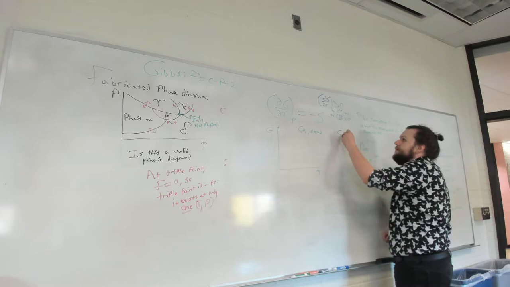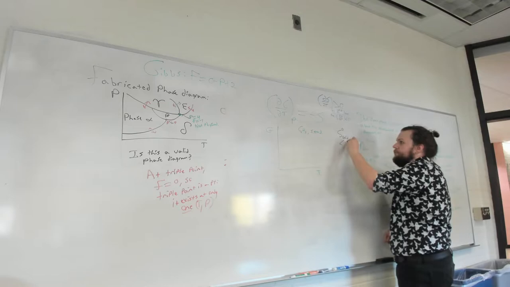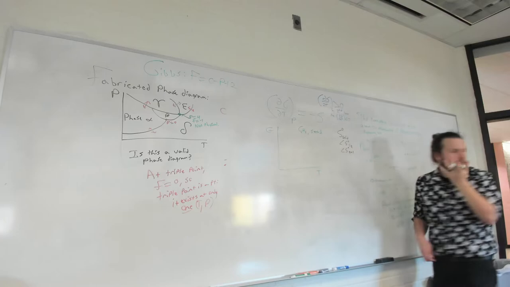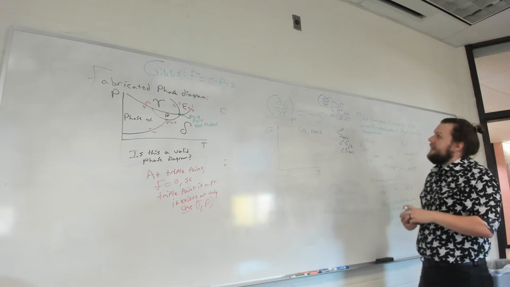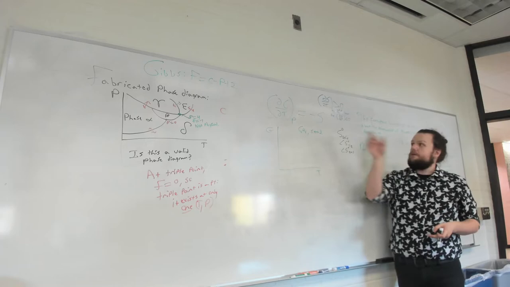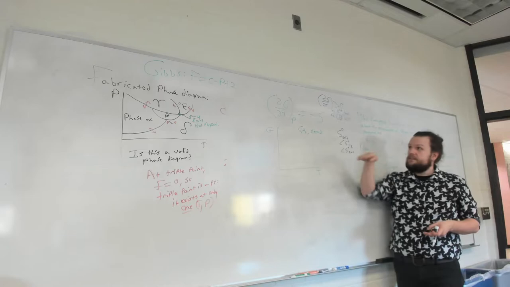Let's also make a note that the entropy of a solid is less than the entropy of a liquid, which is less than the entropy of a gas. Of course, a gas is more disordered than a liquid, and liquids are more disordered than a solid. So the slope of G versus T for a solid will be more shallow than for a liquid, and more shallow than for a gas. The slope of G versus T is going to be steeper as we go from solid to liquid to gas.